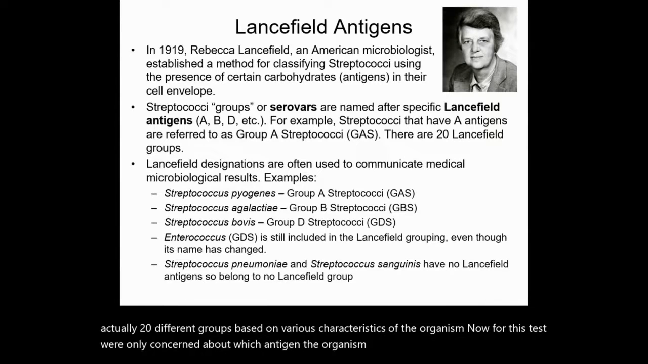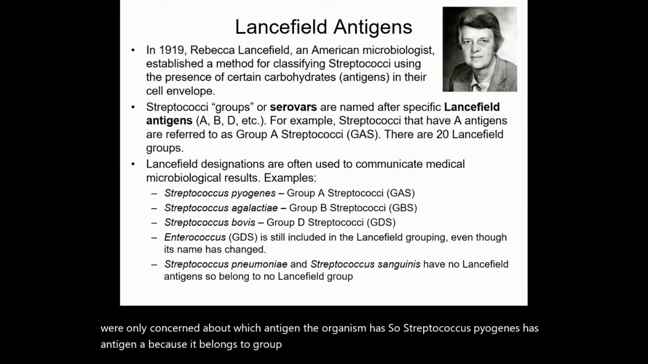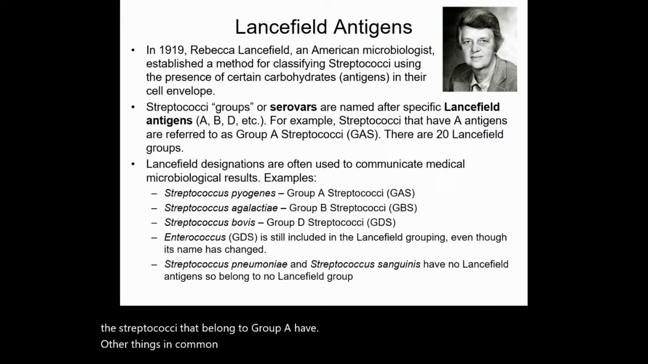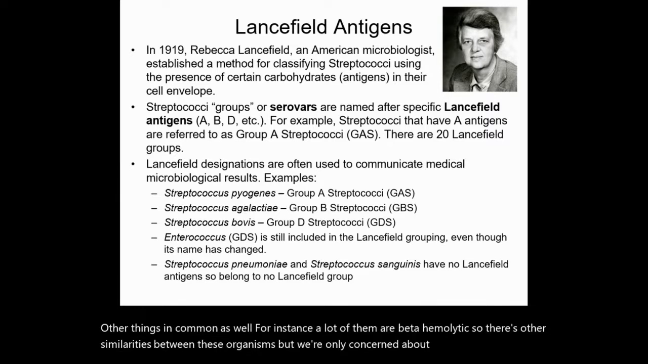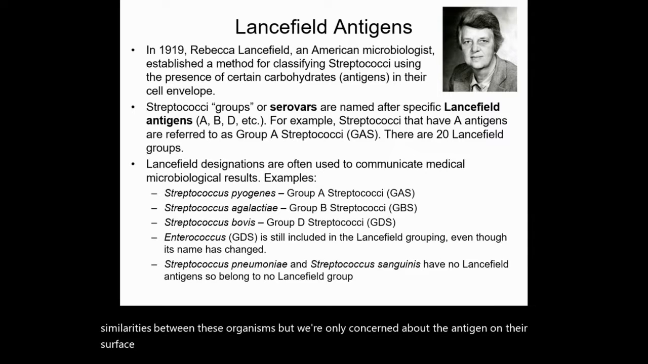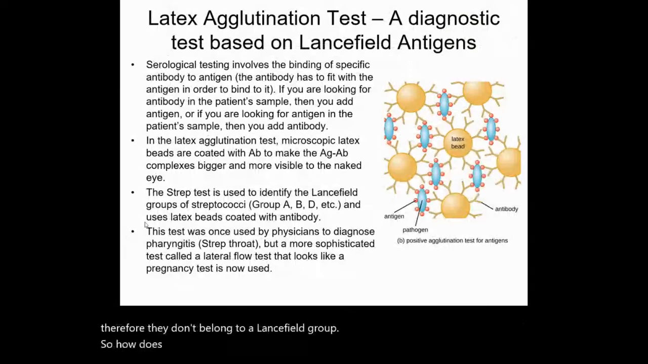So Streptococcus pyogenes has antigen A because it belongs to group A. But it is important to know that all the streptococci that belong to group A have other things in common as well. For instance, a lot of them are beta hemolytic. So there's other similarities between these organisms, but we're only concerned about the antigen on their surface. Now, some of the streptococci don't have any antigens on their surface, and therefore they don't belong to a Lancefield group. So how does this test actually work?